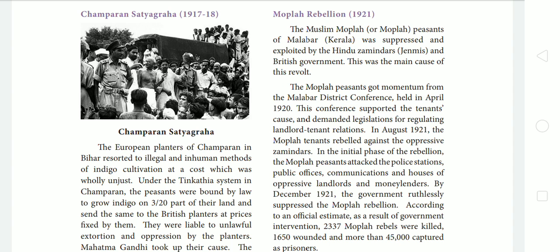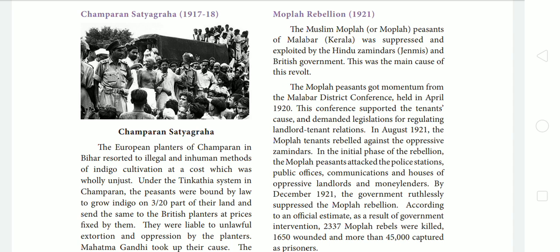The Mapla peasants got momentum from the Malabar district conference held in April 1920. This conference supported the tenants' cause and demanded legislations for regulating landlord-tenant relations. So in April 1920, the Mapla peasants got momentum from the Malabar district conference. This conference supported the tenants' cause and they demanded legislations for regulating landlord-tenant relations.